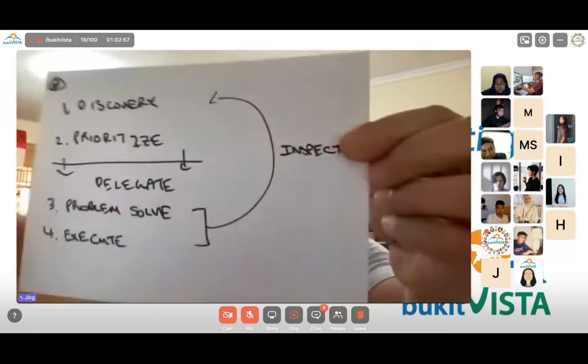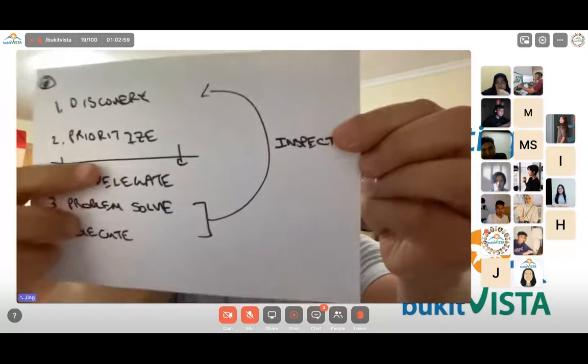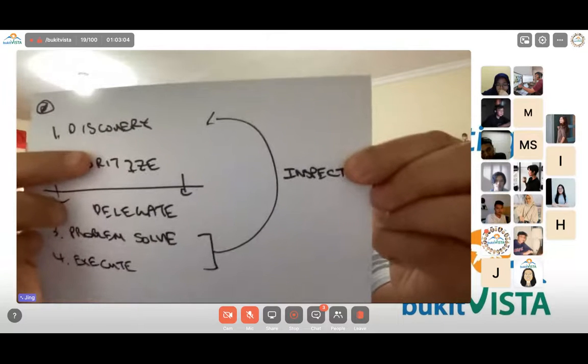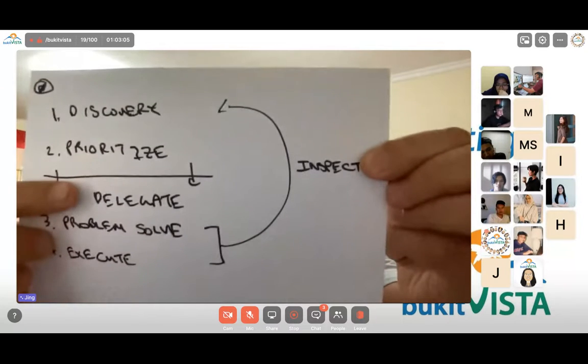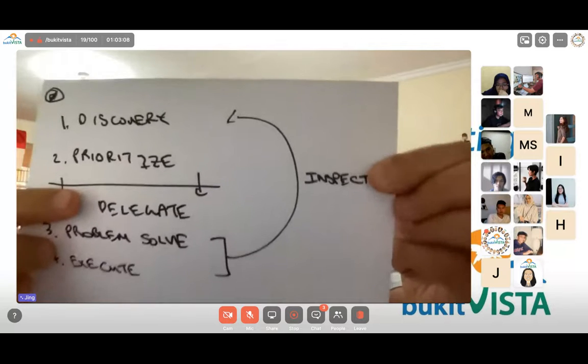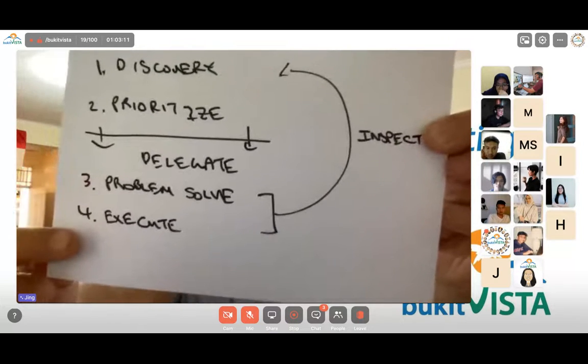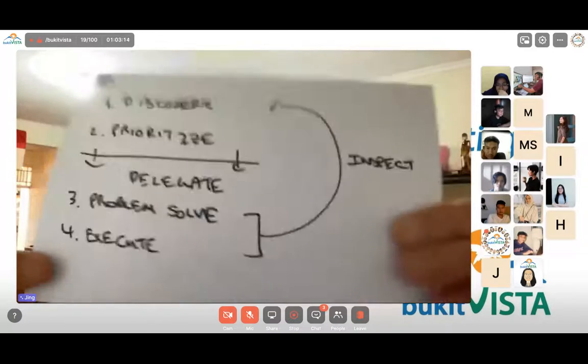Okay, so let's put together what I think a meeting should be, okay? In a squad meeting, we should be focusing on what? We should be focusing on discovery and prioritization. We should know what is the issue, what our goals are, how close are we coming to our goals, and what is the real issue that is stopping us from reaching our goals. The rest of this, problem solving and execution, can be delegated.